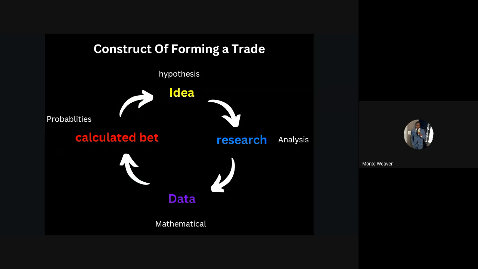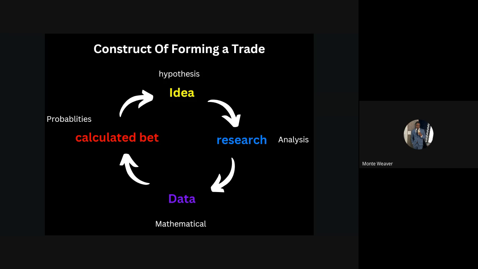After that, you need data, right? So this is the mathematic part of it. You need to look into how many days has a stock gone up within this given period. What percent of the time has the stock gone up since the beginning of the year? What percent of the time has the stock gone down since the beginning of the year, right? And last, you need to make a calculated bet. This is going to probabilities. We're going to talk about risk management later on in the presentation, but this is the basic structure of forming a trade. Anytime you're taking a trade, these are the four things that you need, right?